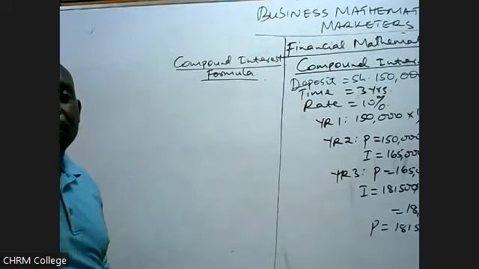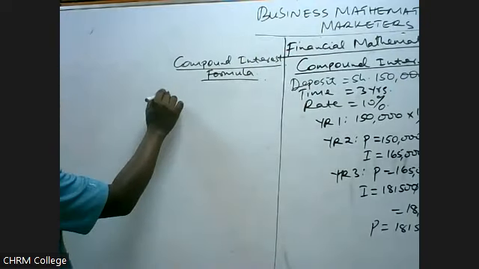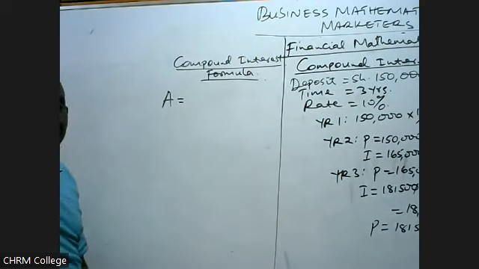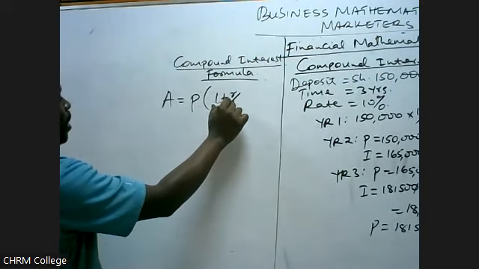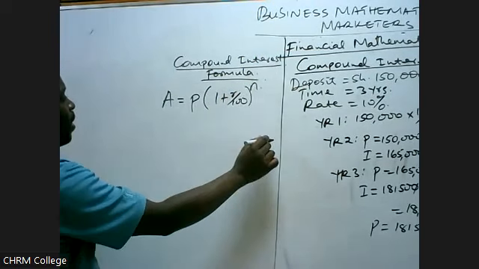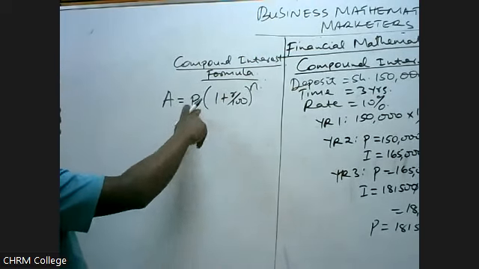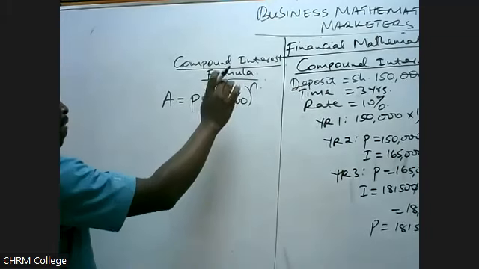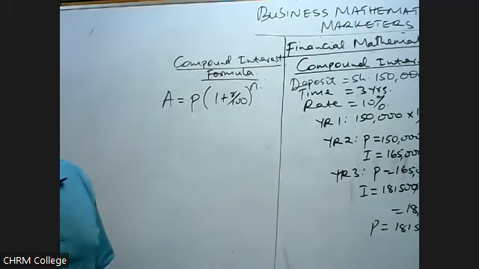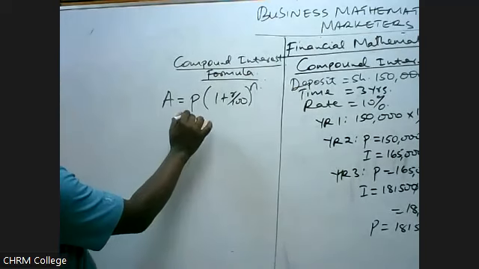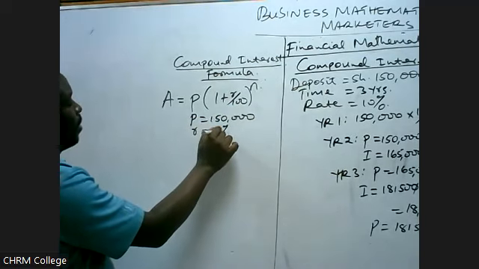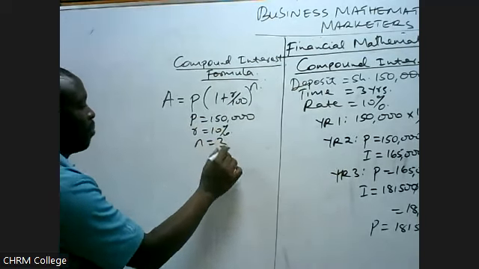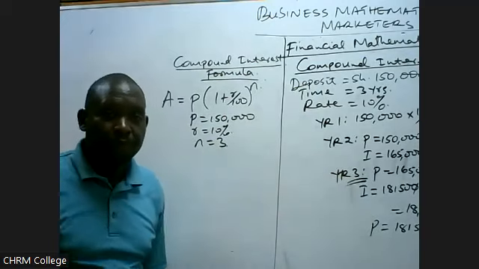With the compound interest formula, it states that the amount after a certain number of years is given by the principal, that is the starting amount, in bracket 1 plus r percent raised to power n, where P is the principal amount, N is the number of years, R is the compound rate of interest. Like in this case, our P is 150,000, our R is 10%, our N is 3 years because we did this up to year 3.